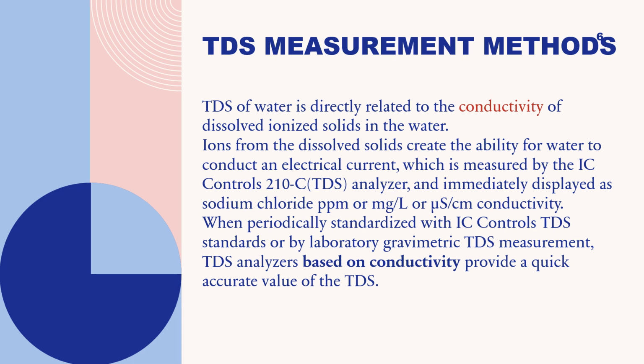Another method is the conductive method. In conductive methods, we basically utilize the property of water which is conductivity, where the ions from the dissolved solids create the ability for water to conduct an electric current, which is measured by the IC controls, analyzers, and immediately displayed as sodium chloride ppm or mg/L conductivity.